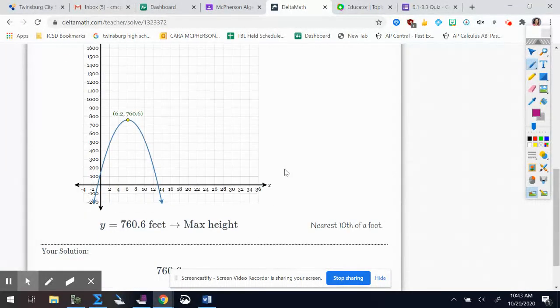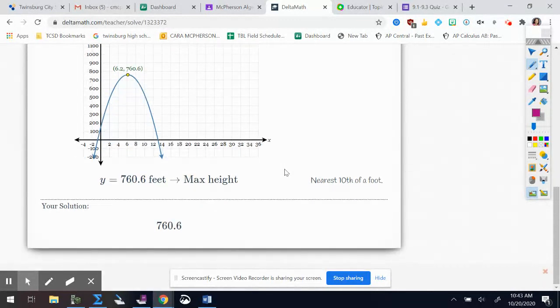And they'll show you a picture too if you want to see it. That is the highest point the rocket gets. And that is a quick explanation of the word problems that you're going to have to do.